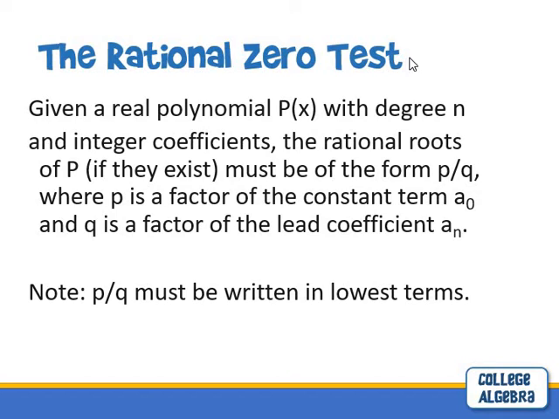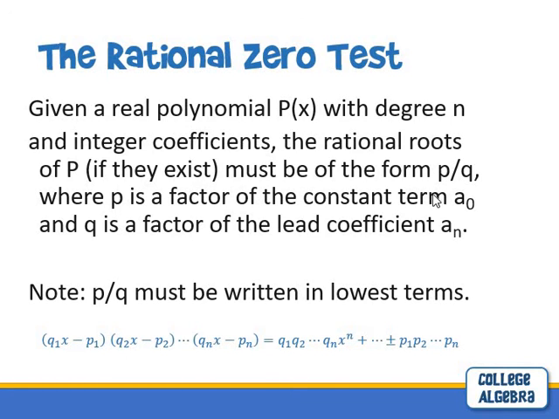So the rational root test, sometimes it's called the rational zero test: given a real polynomial p of x, so a polynomial p of x where its coefficients are real numbers, with degree n and actually integer coefficients. Okay, that's an important part of this. The rational roots are rational numbers that can be written as ratios of integers, p over q. If they exist, they must be in the form p over q, where p is a factor of the constant term, the one on the end, and q is a factor of the leading coefficient. Okay? And p over q must be written in lowest terms, like 1/2 instead of 2/4 or something like that.